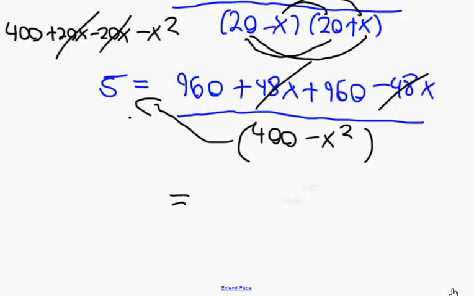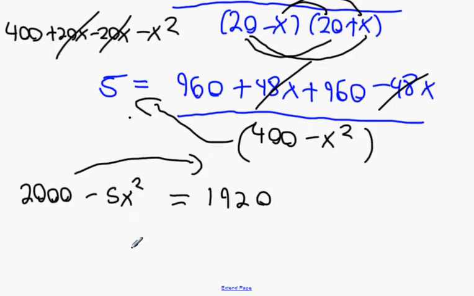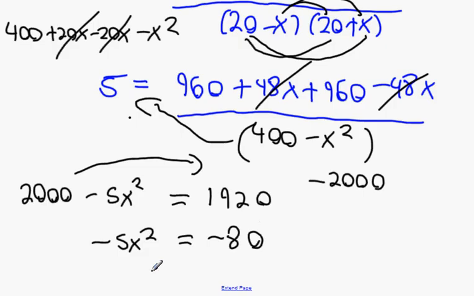So what's 400 multiplied by 5? Anybody? 2000, minus 5x squared. Then 960 plus 960 is 1,920. Then bring the 2000 over the other side. Take away the 2000, and we're left with 80. Minus 80. Therefore, 5x squared has to equal 80. Divided by 5, X squared equals 16.